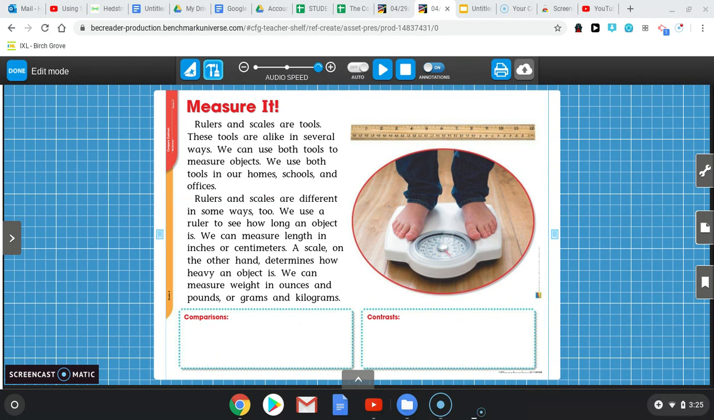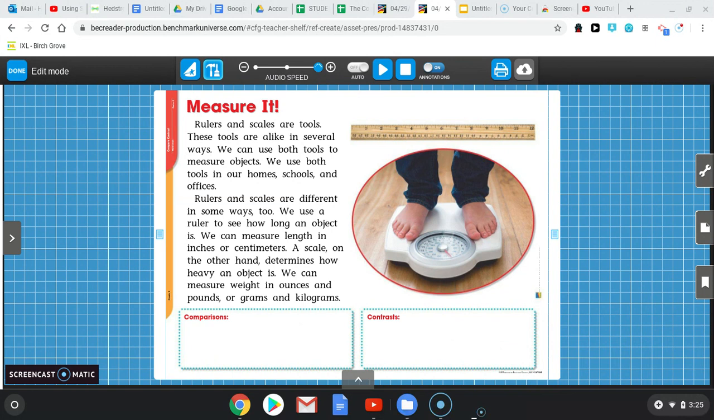Rulers and scales are tools. These tools are alike in several ways. We can use both tools to measure objects. We use both tools in our homes, schools, and offices.